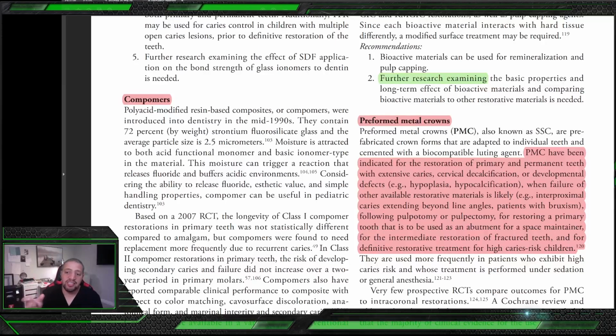Our question clearly mentions the patient has a bruxism, or the question is saying this class 2 is extending beyond the line angle. And just for your knowledge, if a class 2 extends beyond the line angle, in a permanent tooth in an adult, it's indicated for inlay or onlay. So it's not indicated for filling, just for your knowledge. But like we can discuss this later also.